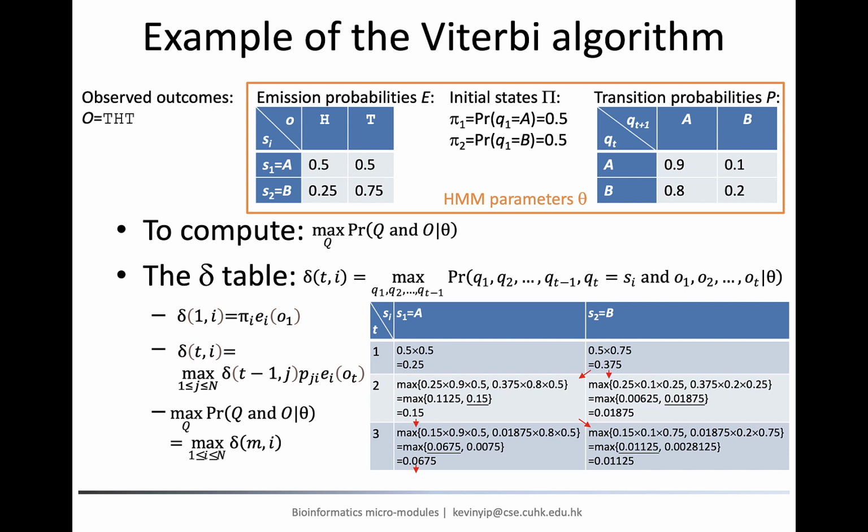Then similarly, the entries in row 3 can be computed and the red arrows are added. Finally, from row 3, we find that the maximum value of probability of Q and O given theta is 0.0675. It is produced by the entry for state S1 in row 2, which was in turn produced by the entry for state S2 in row 1. Therefore, based on this traceback, there is only one state sequence that can give the maximum probability, and it is S2, S1, S1, or in terms of the names of the states, BAA.